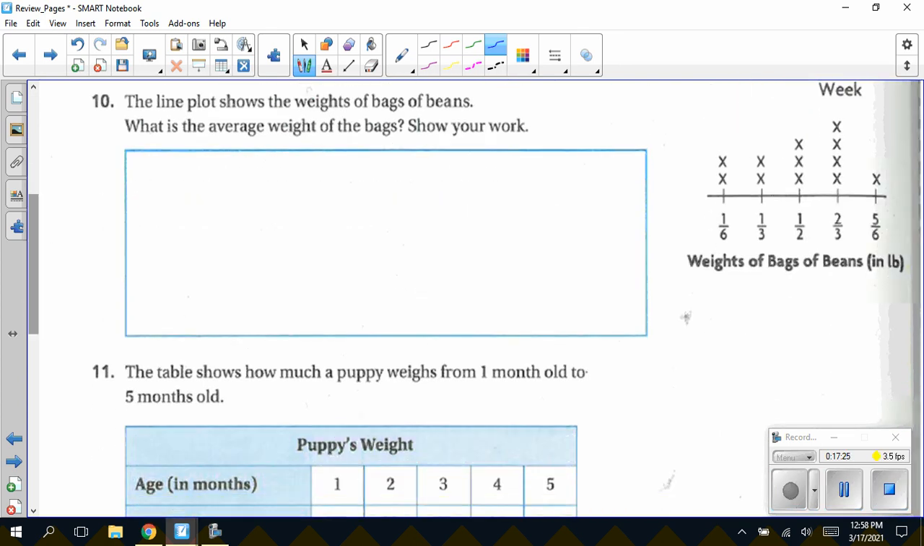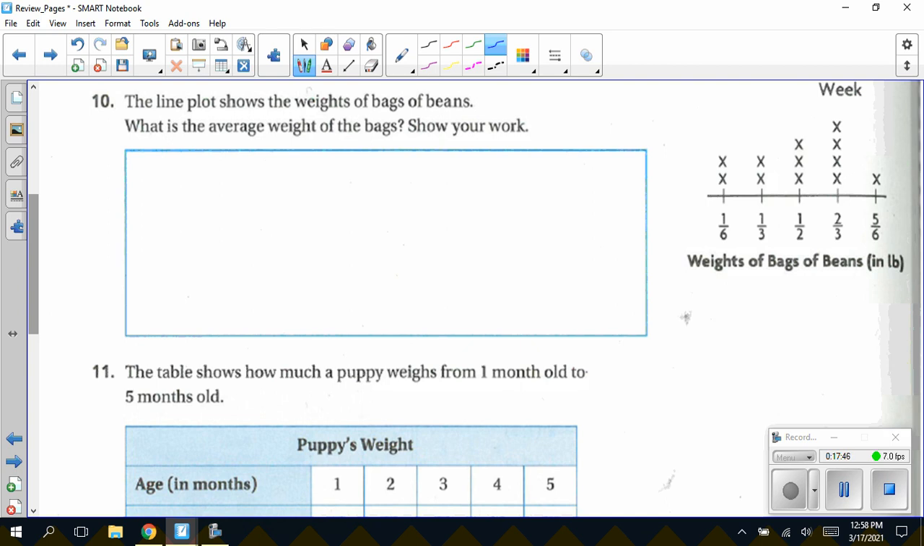Number 10 says, the line plot shows the weights of bags of beans. What is the average weight of the bags? Show your work. So we are going to go ahead and figure out the total, using the x's above the fractions 1/6, 1/3, 1/2, 2/3, and 5/6.